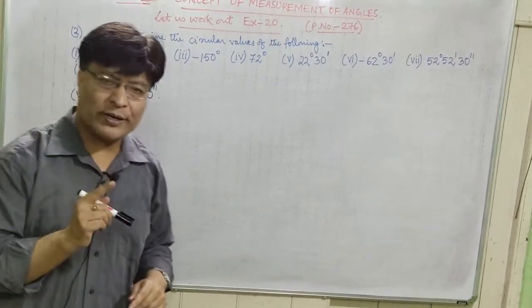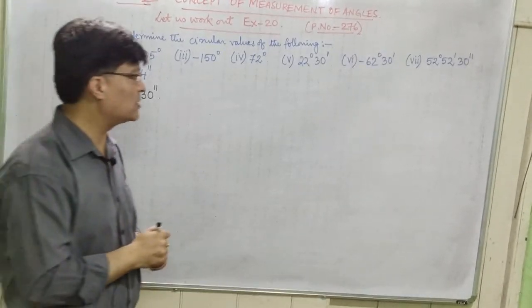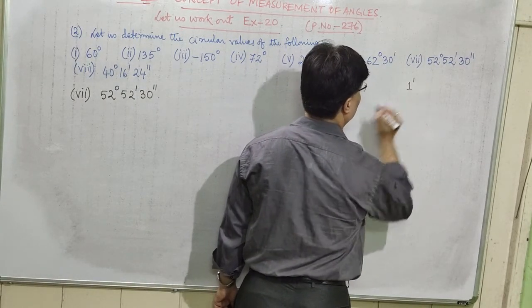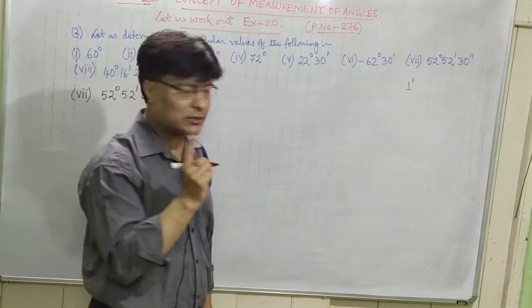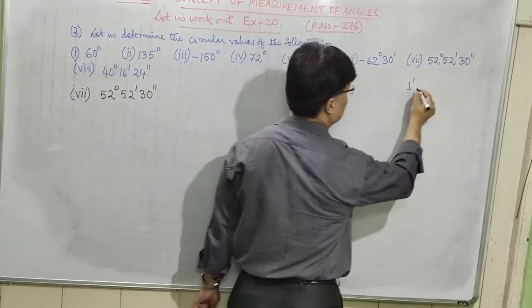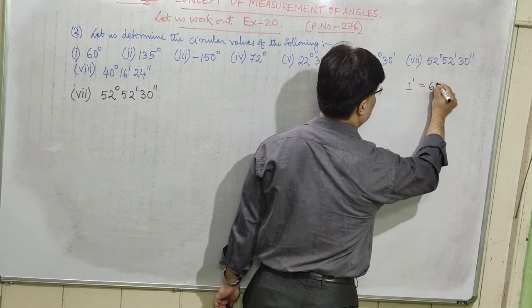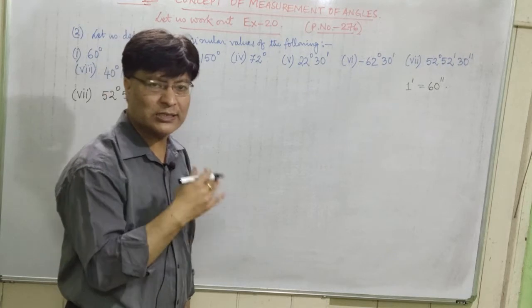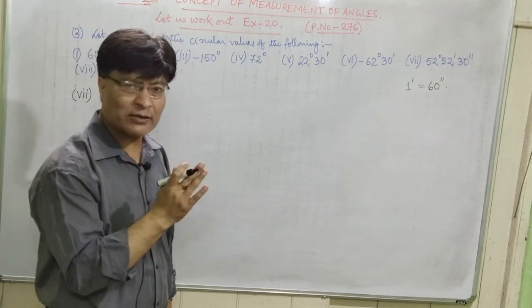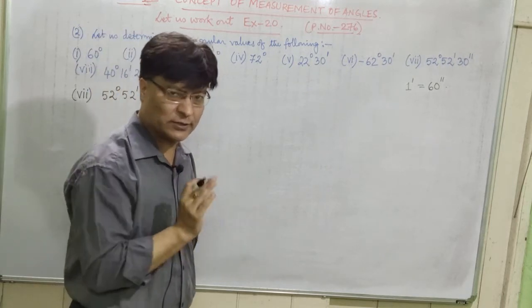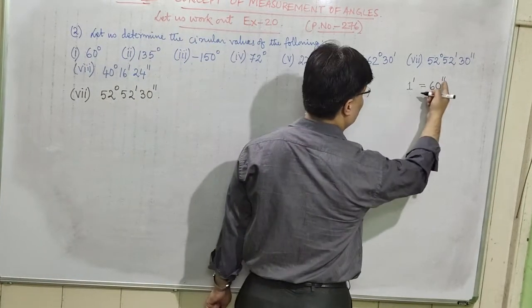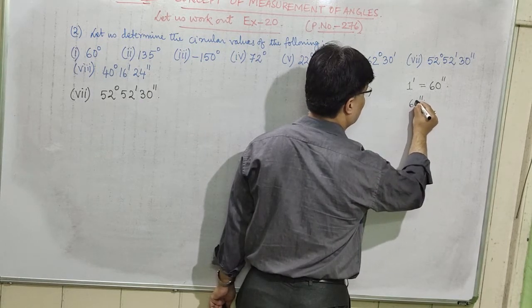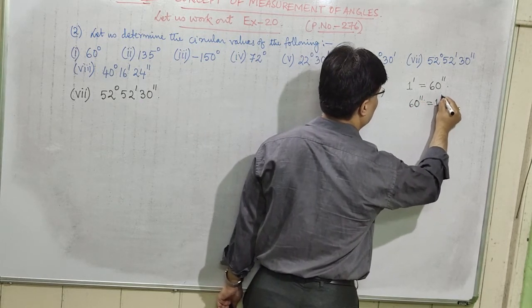Okay, so how can you convert seconds into minutes? You know that 1 minute, single dash means minute and double dash means seconds. So you know that 1 minute is equal to 60 seconds. You know that, isn't it? 1 minute is equal to 60 seconds. But we are converting seconds into minutes first. Okay. So that's why you have to write these seconds on the left hand side, seconds on the left hand side and minute on the right hand side.